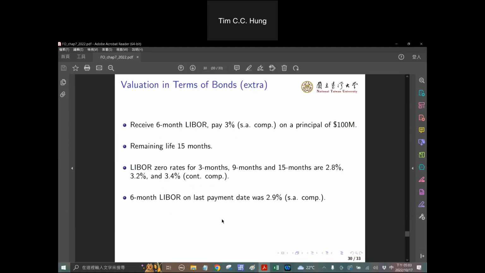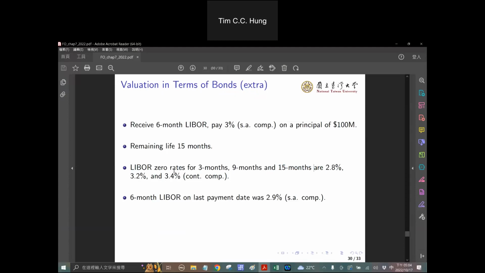Let me show you in one example. Suppose that we have a swap and the floating receiver is receiving the 6 months LIBOR and pays 3% semi-annually compounded on the principal of $100 million. The remaining life is 15 months. What it means is that you are going to have an exchange in 3 months, in 9 months, and also in 15 months. And the question already tells us the LIBOR zero rate.